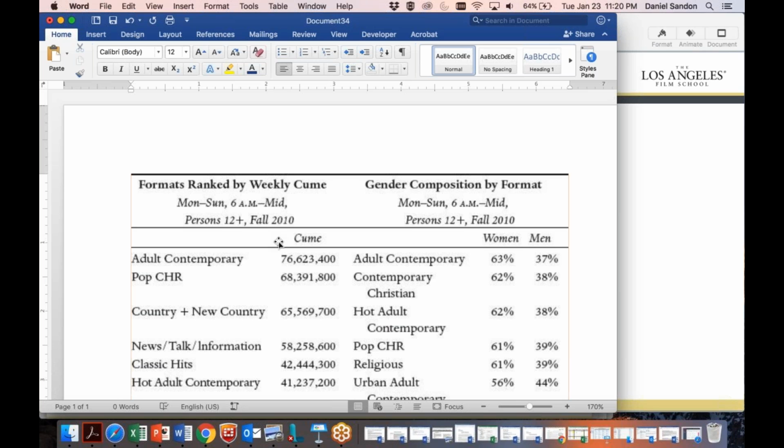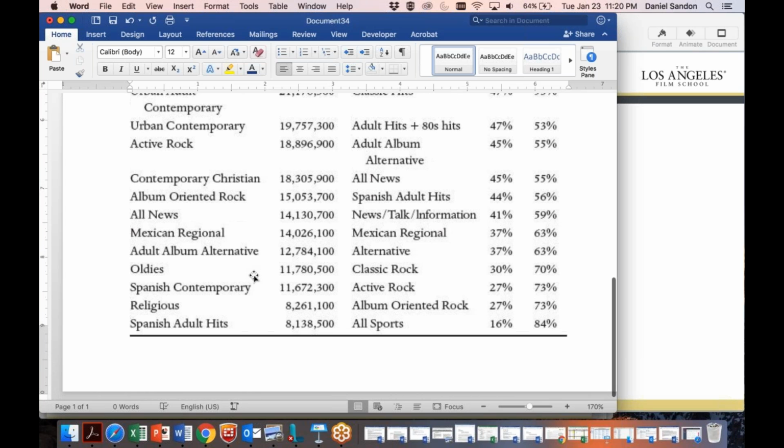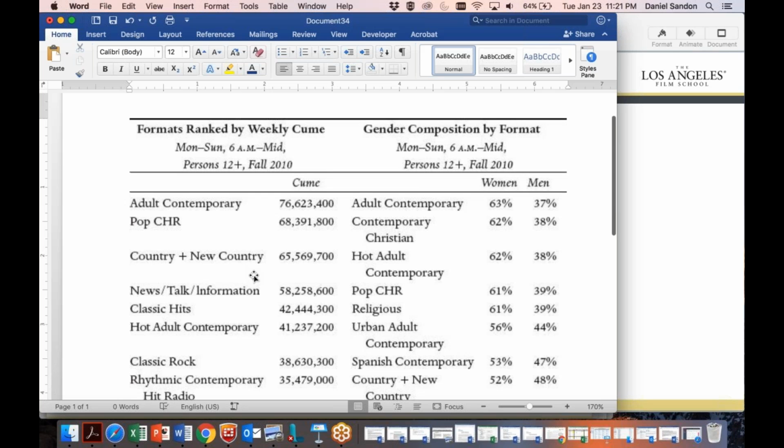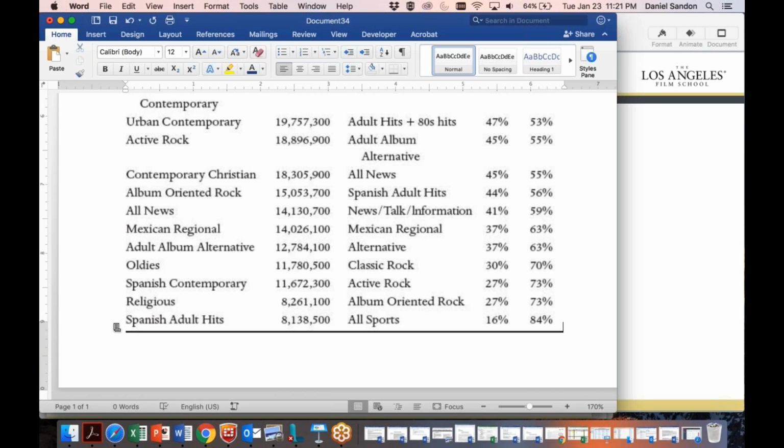The next one is country, or new country stations. And the cumulative weekly audience for that was 65.5 million. Okay, going down to the next one, news, talk, and information. 58 million cumulative audience over the week. All right, and so on down the line. And so there's a whole list here of different radio formats and their audiences. And the list goes from the biggest cumulative weekly audience to the smallest, which you can see at the bottom here is Spanish adult hits, okay, at 8 million and some.